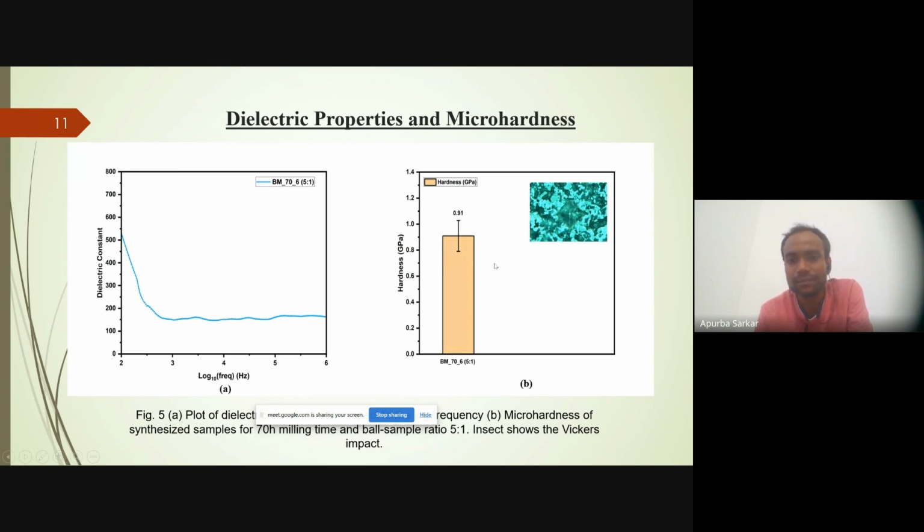And this is the hardness we have calculated using Vickers indentation method. We got the micro hardness about 0.91 gigapascal, and the inset image is showing the Vickers indentation.